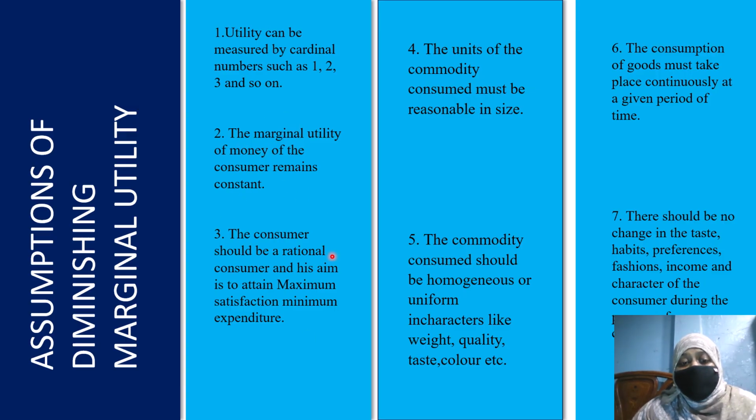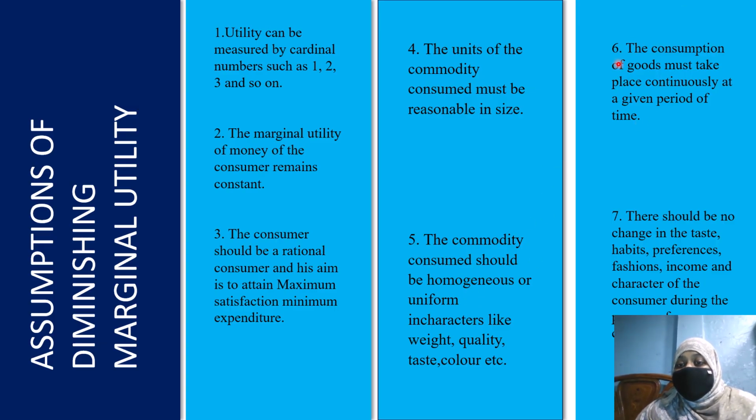Then the consumer should be rational. Rational in the sense, a consumer should be a normal consumer where he could spend minimum and he should get maximum satisfaction. The units of the commodity should be measurable or reasonable in size. It should be a reasonable size where we can measure one apple or one mango like that. The commodity should be homogeneous, uniform in character. If he is having 10 units of a product, the 10 units should be the same weight, height, quality, taste. For example, if he is having one mango, the 10 mangoes should be the same weight, quality, taste, and color.